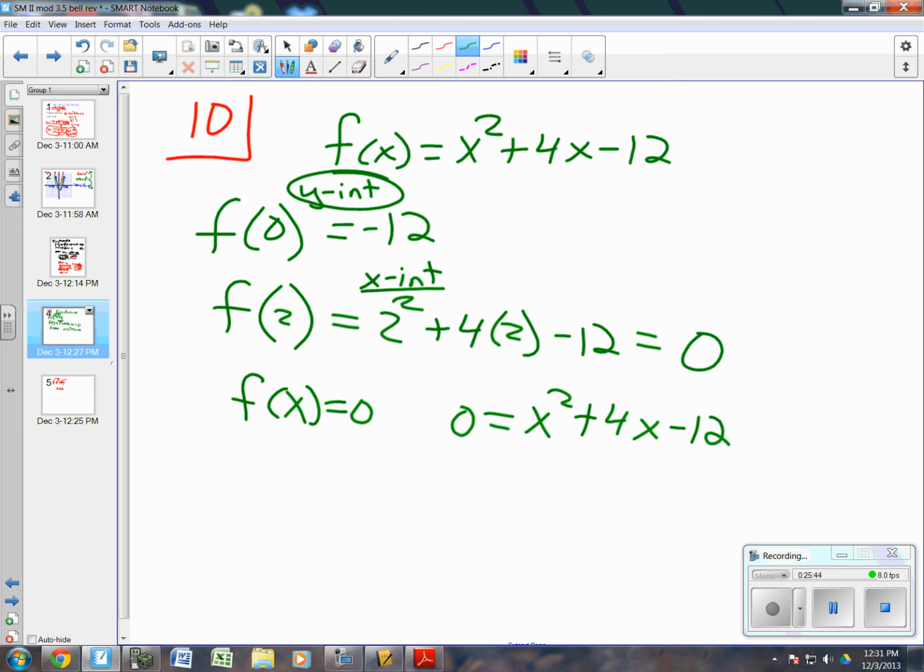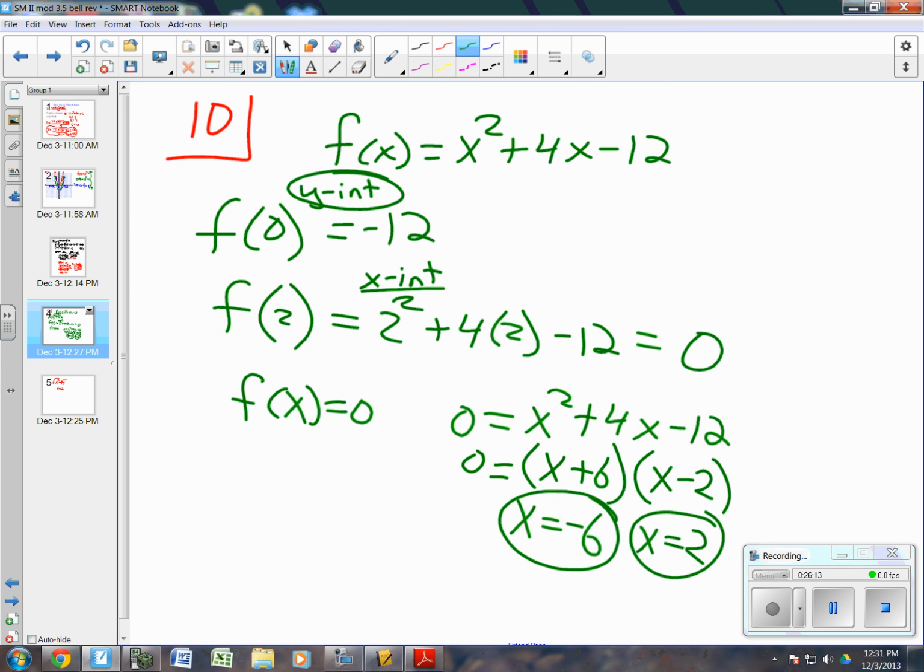Does that one factor? What two numbers can you times together and get negative 12 and add together and get 4? 6 and negative 2. So x plus 6, x minus 2 equals 0. What number would you put in for x and add 6 and get 0? So one of your answers is negative 6. And right here, what number can I put in for x minus 2 and get 0? So x equals 2. We already knew that 2 is one of your x-intercepts. Negative 6 is the other one, right? X-intercepts is when y equals 0.